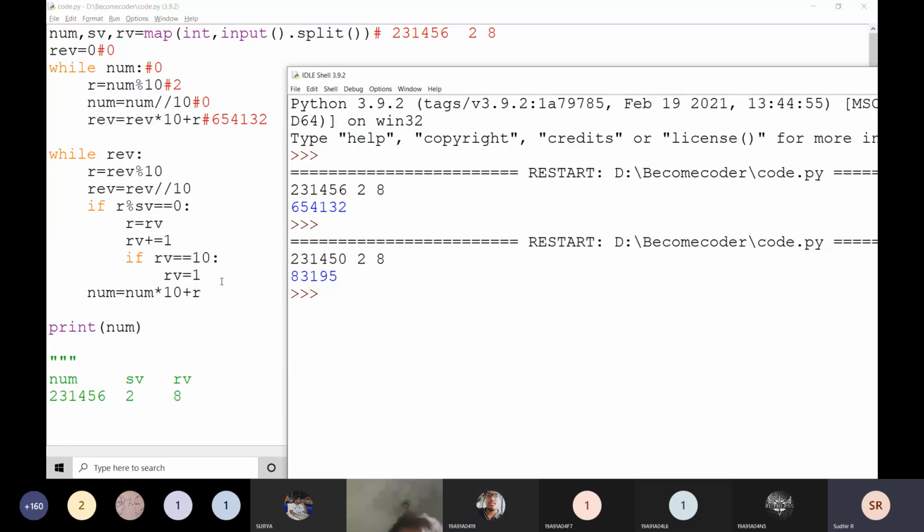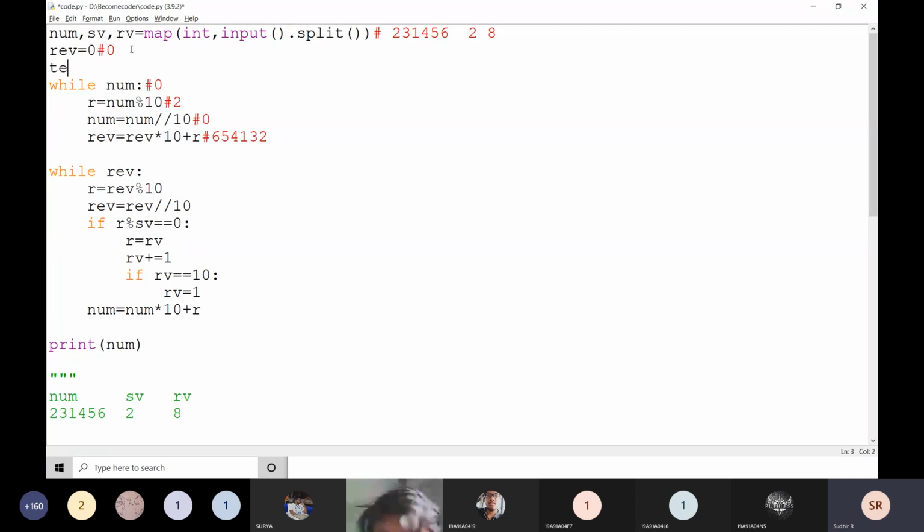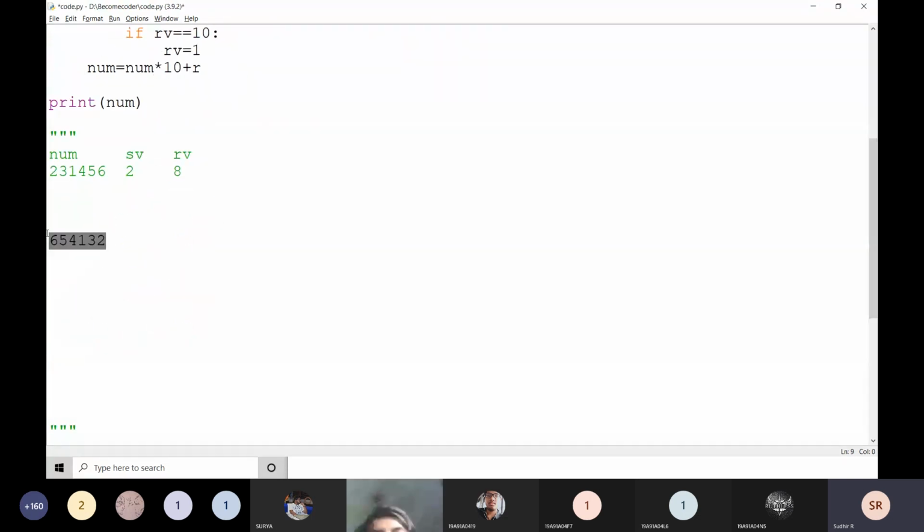Okay, then I have to find here. Okay, that is a problem here. I am going to take some temp is equal to num here. I'm going to take a temp here and I'm going to copy the value of num in the temp. Then I'm going to count how many digits it is first of all. Then I'm going to replace num is equal to temp again. Is it clear?